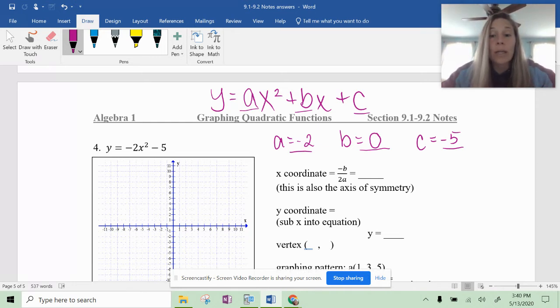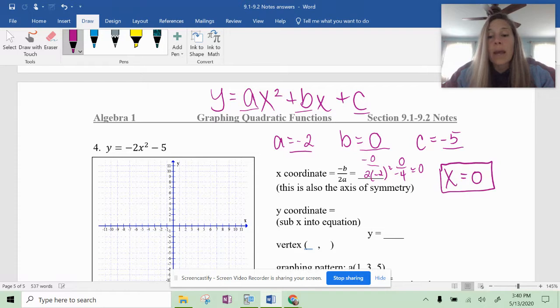So the x coordinate for the vertex and also the axis of symmetry is going to be found by doing -b over 2a. Now whenever your b is 0, you don't really have to worry about the negative sign, and then we have 2 times -2. It doesn't really matter what you get on the bottom because 0 divided by anything is 0. So that means our axis of symmetry is x equals 0, and the vertex is also going to start out with a 0.